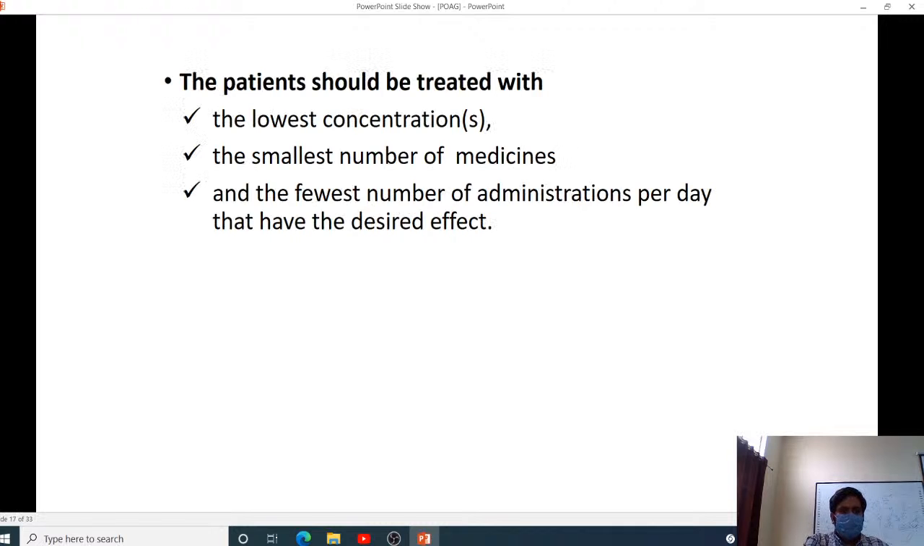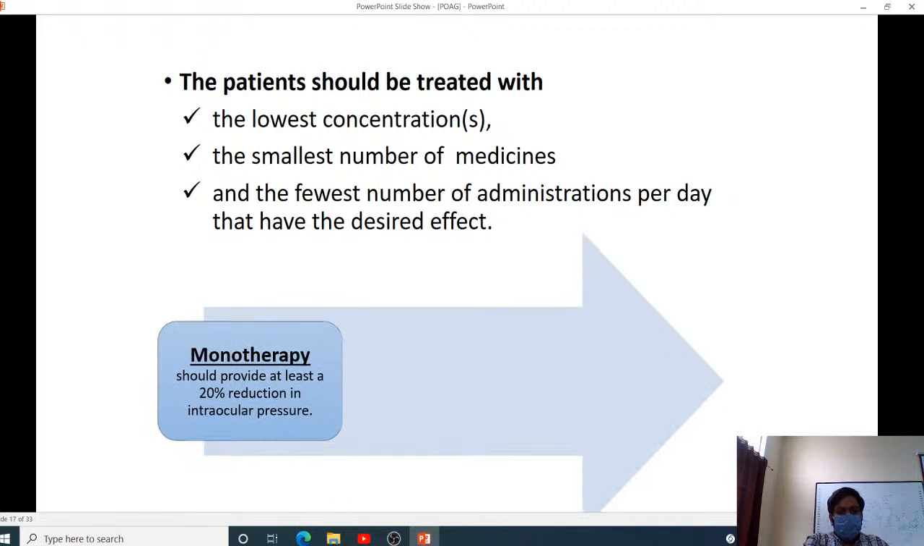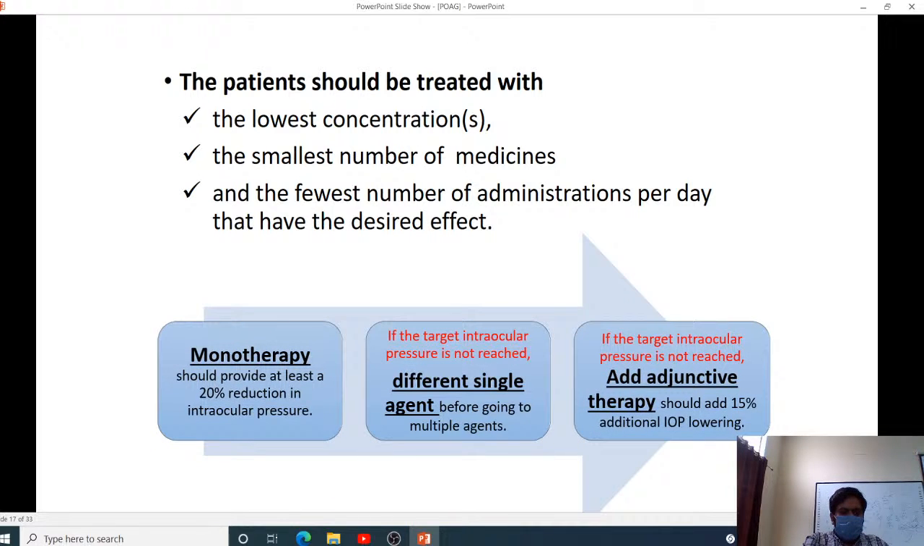Coming to medical therapy, the patient should be treated with the lowest concentration of the drug, the smallest number of medicines, and the fewest number of administrations in a day. What does it mean? If the patient is controlled with an OD dose, don't give BD or TID. Most drugs nowadays are available with BD doses, but some drugs have OD dose also. Monotherapy usually provides about 20% reduction, that is our target IOP.